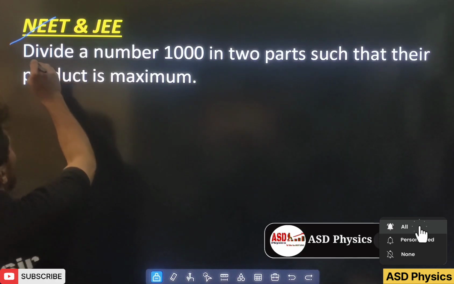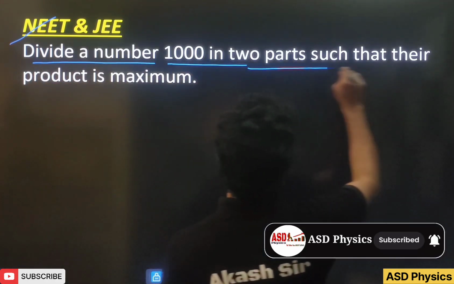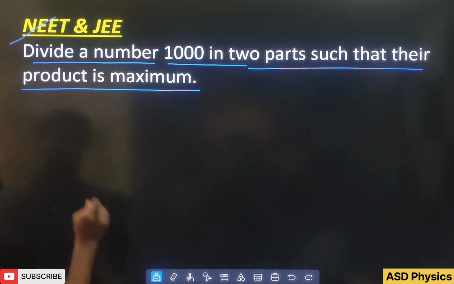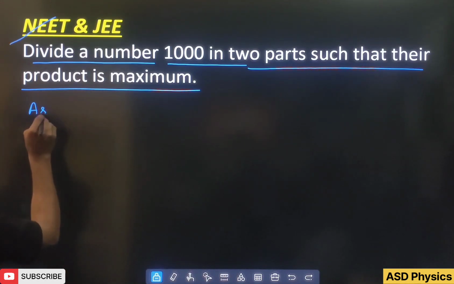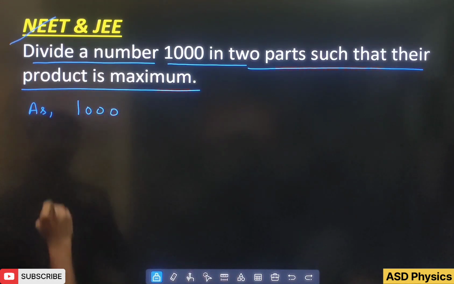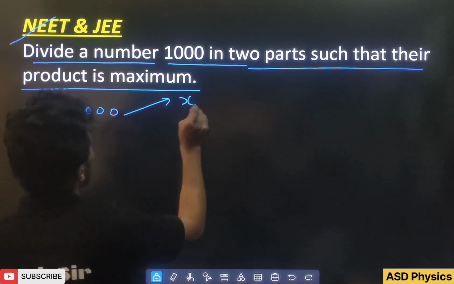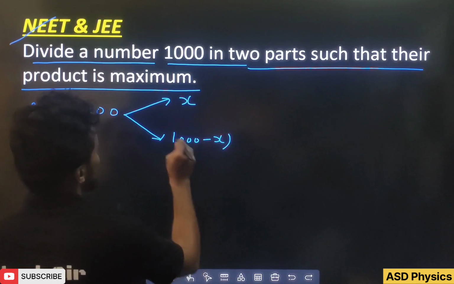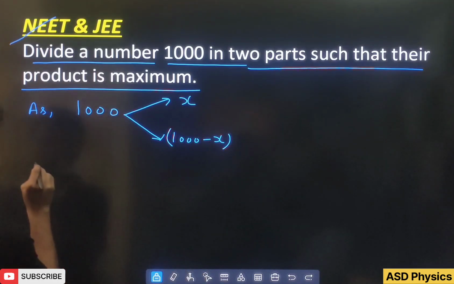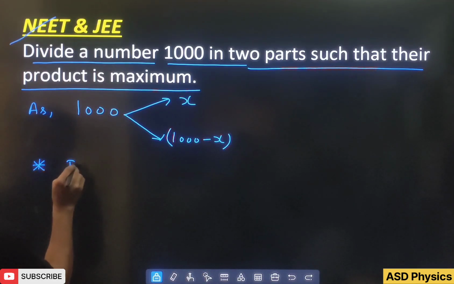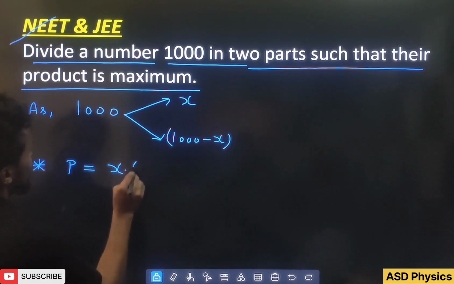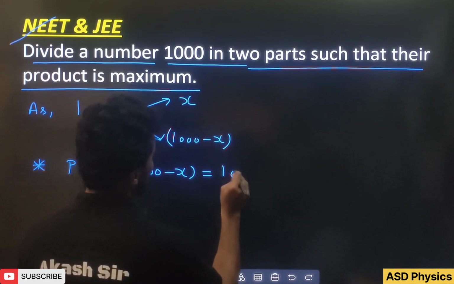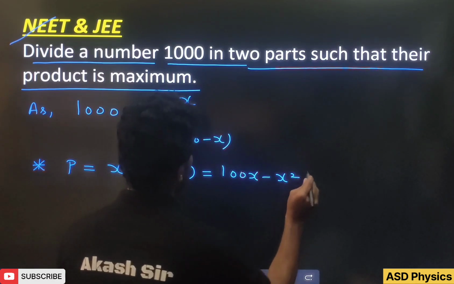Now students, here is one important question. Divide a number 1000 into two parts such that their product is the maximum. The number is 1000. Let one part be x, so the other part will be 1000 minus x. The product is x into (1000 minus x), which is 1000x minus x square.